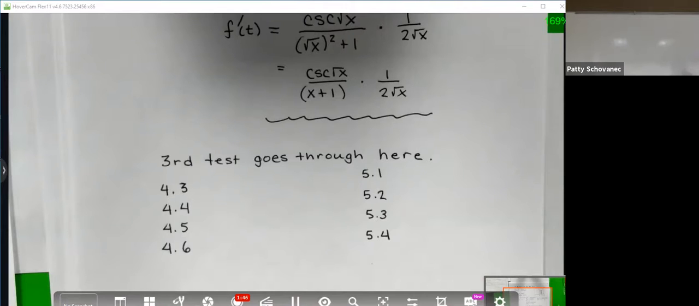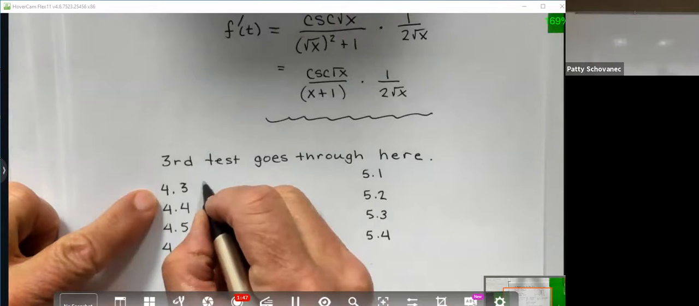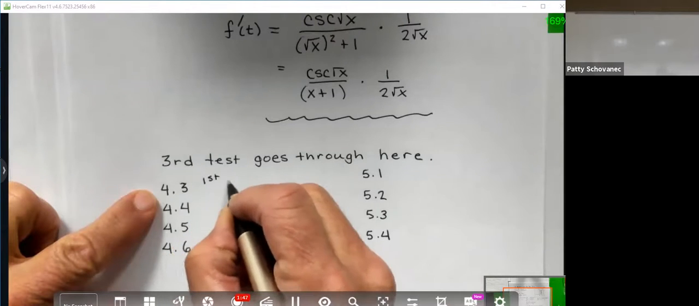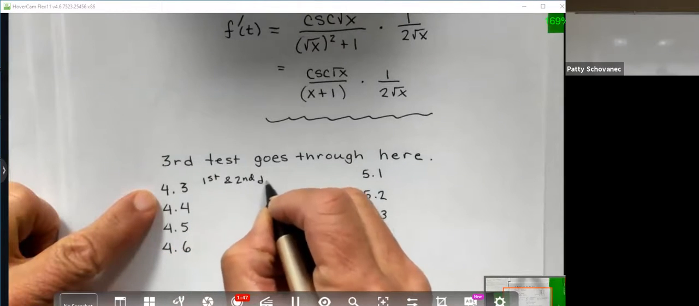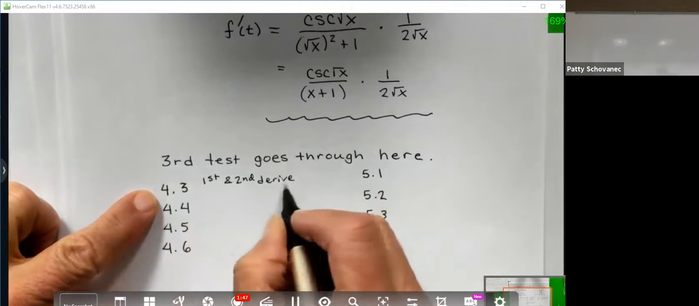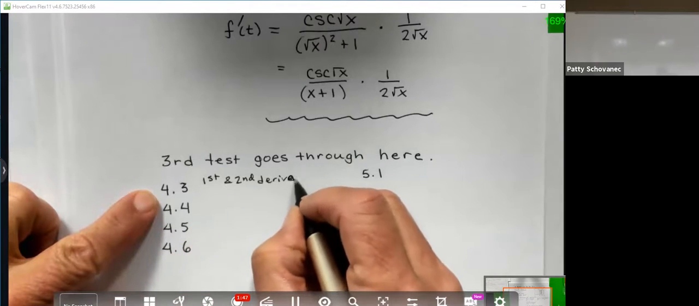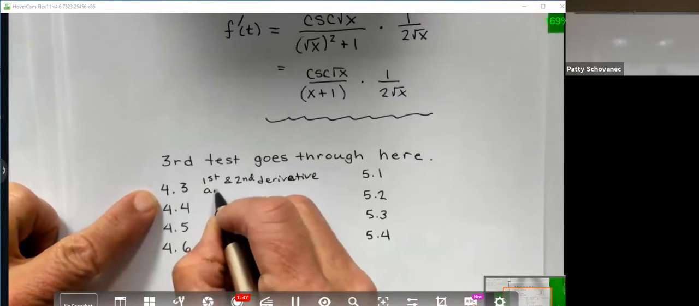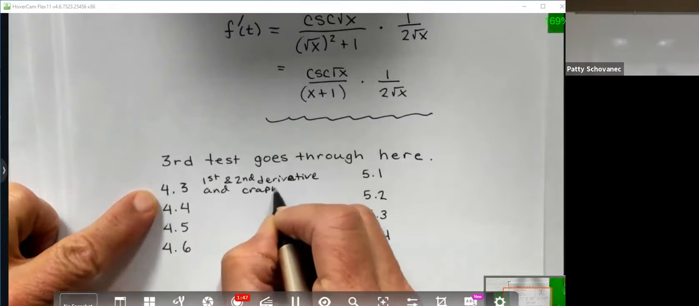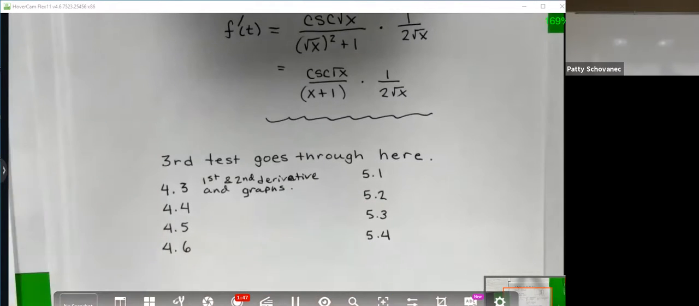Then we expanded that further and used the second derivative to tell us where the graph was concave up and concave down. So we had what the first derivative and the second derivative tell us about the graph. So find critical numbers, find inflection points, tell me where it's increasing, decreasing, concave up, concave down, relative max, relative min.